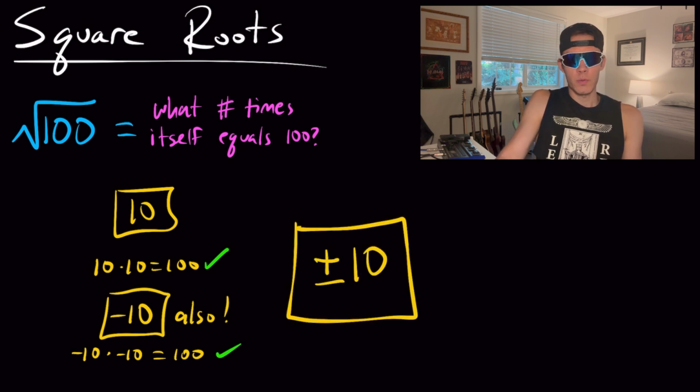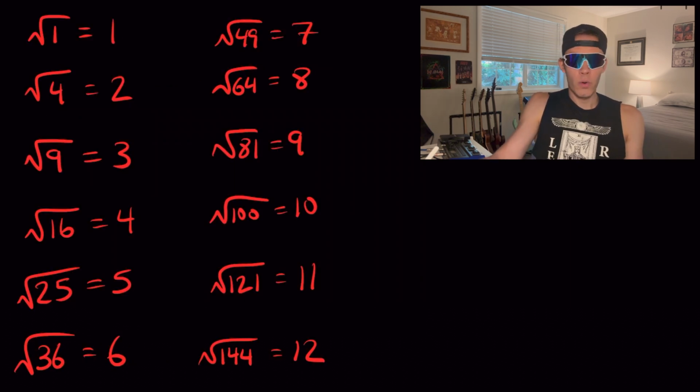So when you're dealing with square roots, you're always going to have plus or minus your answer, the positive version and the negative version. So the square root of 100 is plus or minus 10. We're not going to worry too much about the negative answer of a square root. If we can find the positive one, we just stick a negative sign in front of it, and that is the negative version of that square root problem.